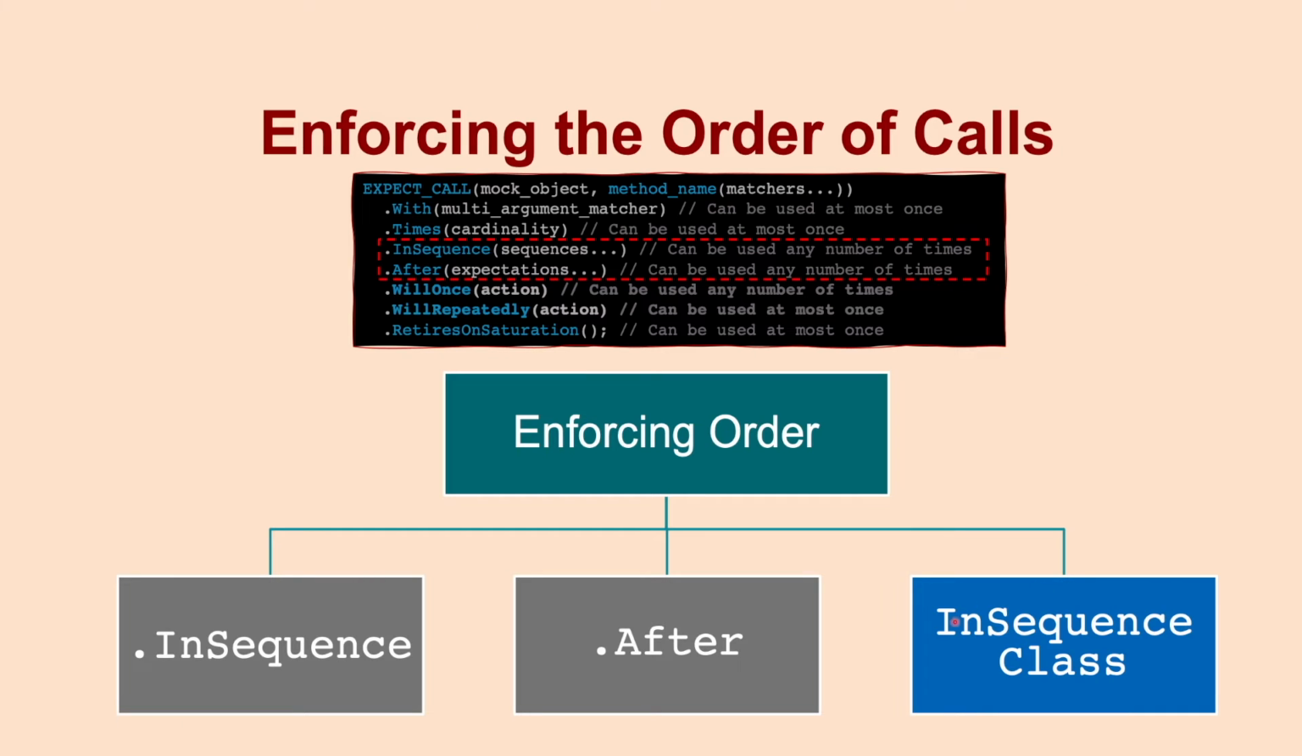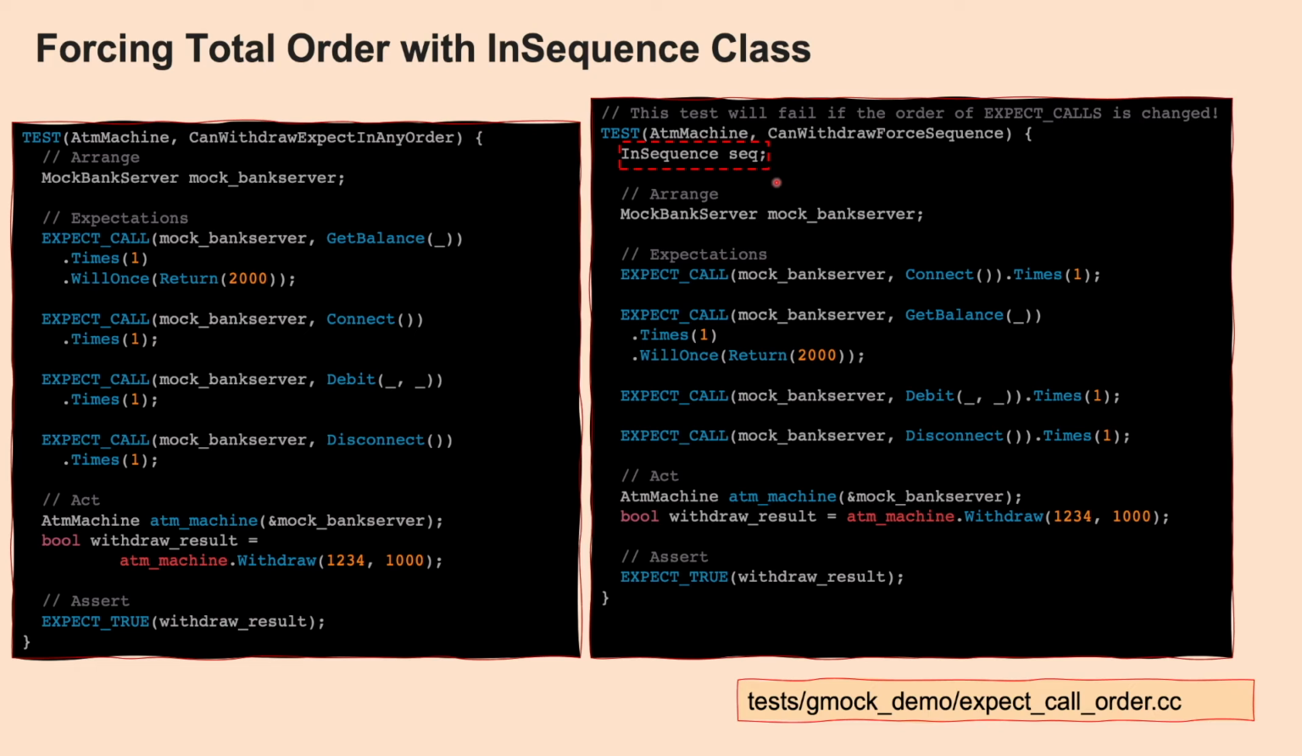And finally, let's talk about the last method for enforcing the order of calls. And that is by using the InSequence class. Notice that in my simple test, as I specify expect call for each of these functions, inside withdraw, these functions can be called in any order, and as long as the parameters match, the test will pass. It doesn't matter in what order withdraw is calling these functions.